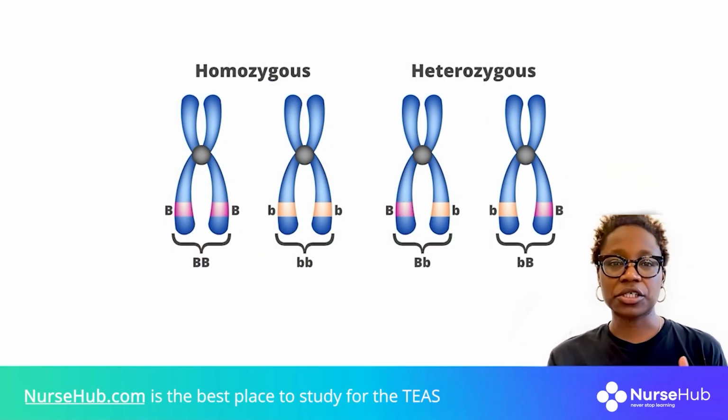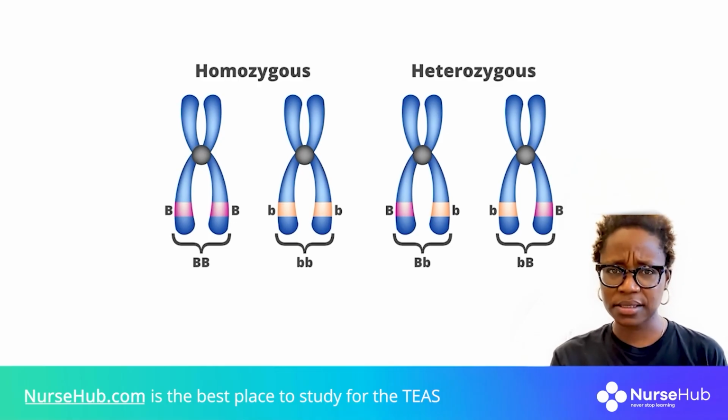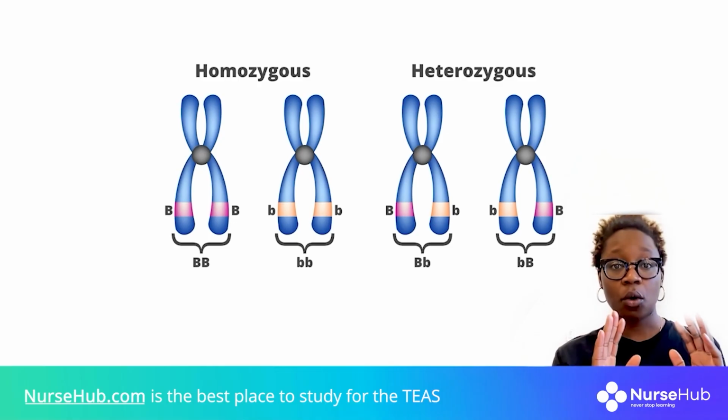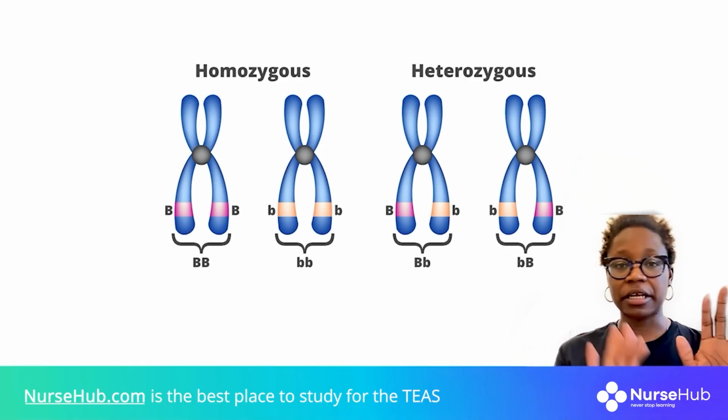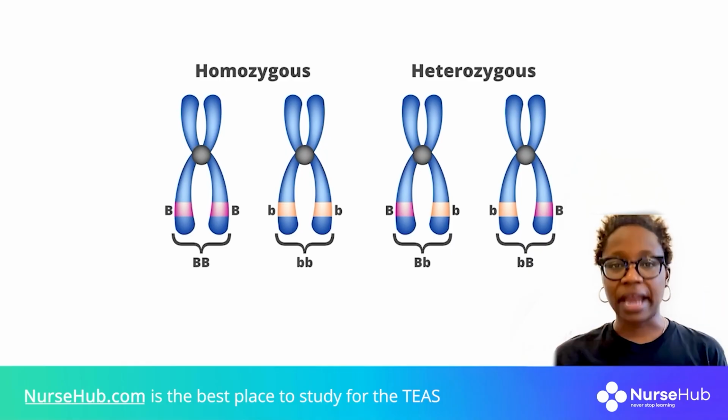The next thing you need to understand is how we refer to this. Like I just mentioned, if there are 2 recessive traits versus 2 dominant traits, or a mix, 1 dominant and 1 recessive, these all have names.